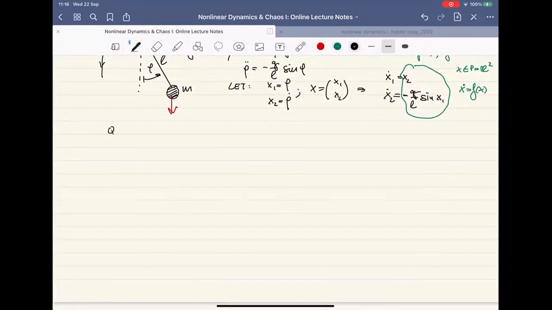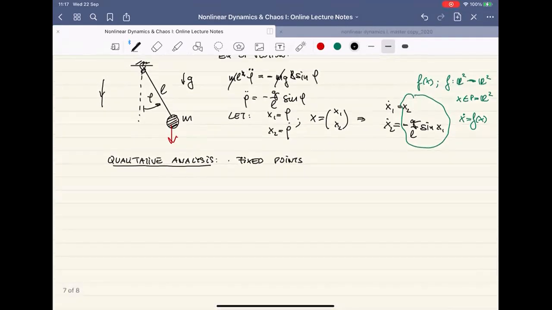So I'm aiming fundamentally for qualitative analysis, which means saying things with certainty without solving the system itself. And very often, in fact, that answers most of the questions that you might have about a system like that. So first of all, I can still look for fixed points, which are the simplest organizing centers of the dynamics.